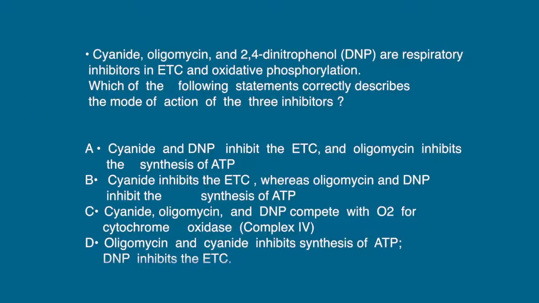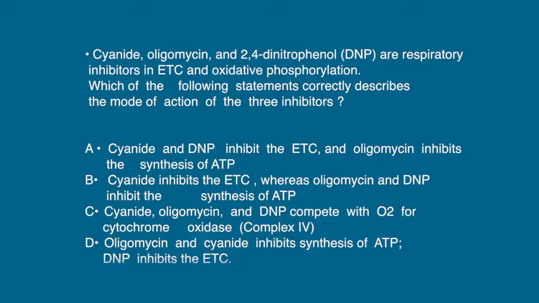Third question, cyanide, oligomycin and 2,4-dinitrophenol DNP are respiratory inhibitors in ETC and oxidative phosphorylation. Which of the following statements correctly describes the mode of action of the three inhibitors? A. Cyanide and DNP inhibit the ETC and oligomycin inhibits the synthesis of ATP. B. Cyanide inhibits the ETC whereas oligomycin and DNP inhibit the synthesis of ATP. C. Cyanide, oligomycin and DNP compete with oxygen for cytochrome oxidase, that is complex 4.